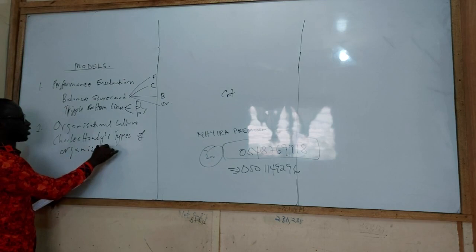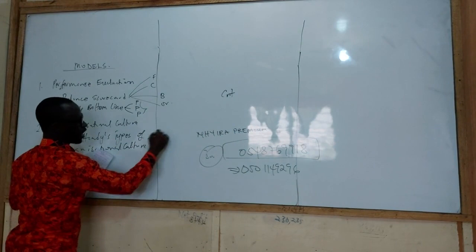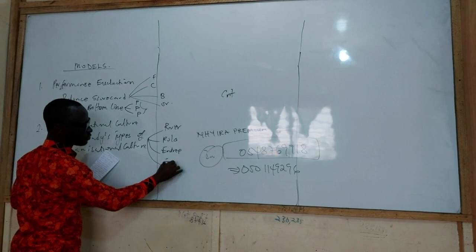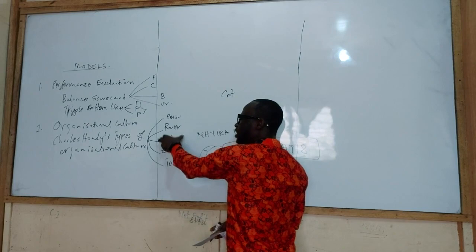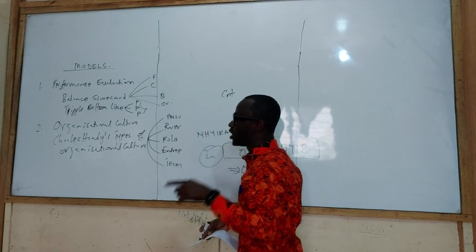So Charles Handy mentioned that among other things, there are about 6 or 7 types of organizational culture. We have the power culture, the role culture, the entrepreneurial culture, the team culture, the personal culture, and the remaining two, I think, but that's it. So these are the various types of organizational culture. Now, the characteristics of these types of organizational culture are what you must know so that when you are critically examining the question, you can determine the kind of organizational culture that is in place within the organization.